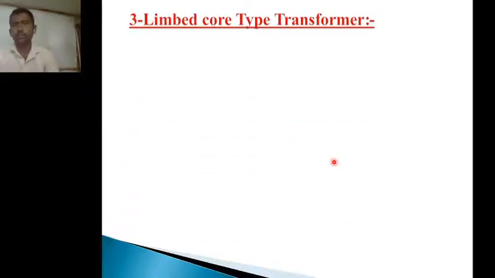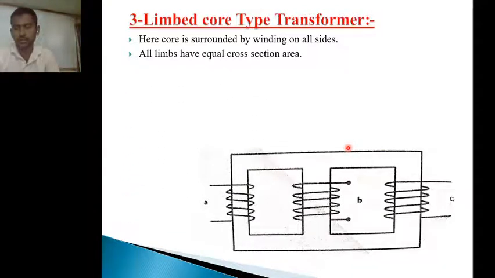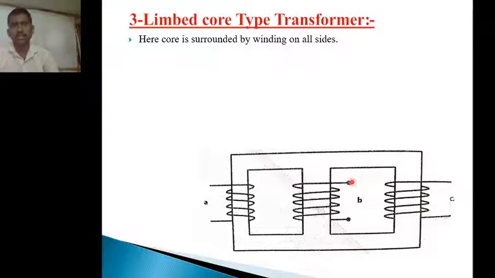3 limbed core type transformer. In this we have so many advantages. First we go through the diagram. Since we have the 3 limbs, this is the 3 limbed core type transformer, and here the core is surrounded by winding on all sides. So here we have 3 sides: first side, second side, and third side. For every side we have the copper winding. That means the core is surrounded by winding on all sides. And next, all limbs have equal cross section area.